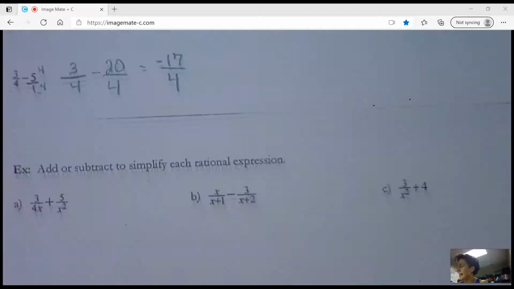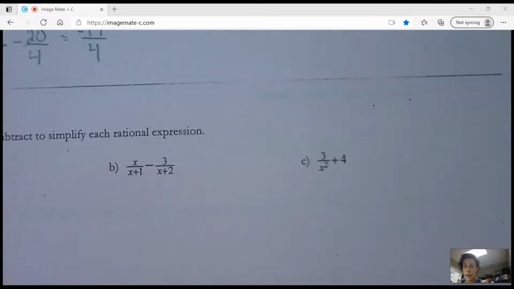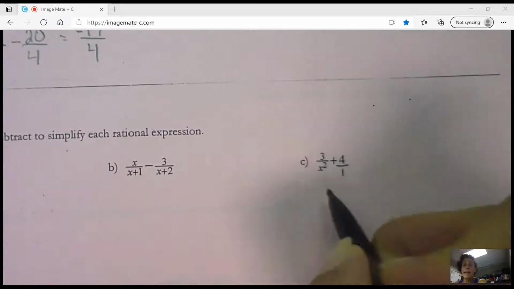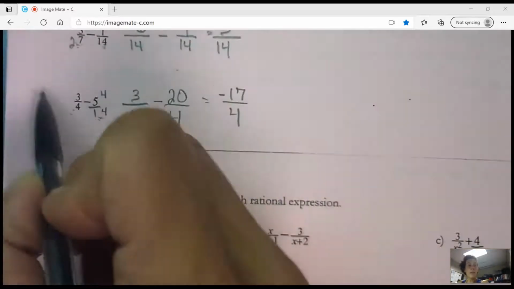Let's kind of start out with, I'm going to jump around on this page with the order that I'm going to do these in. So I think the best one to start with is actually C. Okay, so what I'm going to do is first give this one a denominator of 1, and I now need both of these to be the same denominator. So it's really similar to this problem.